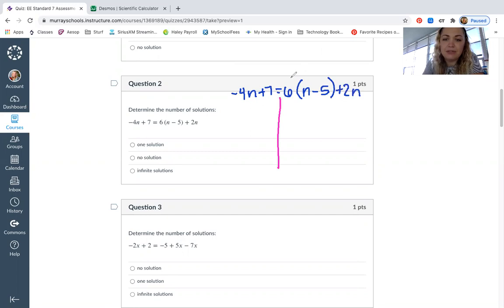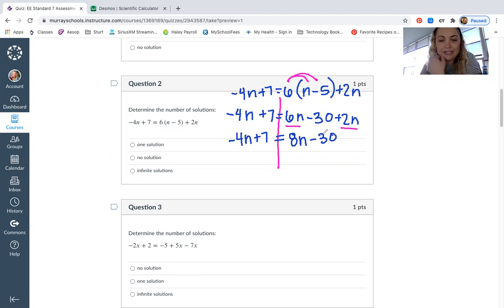I'm going to distribute the 6 to everything in the parentheses there. So I still have my -4n + 7, but then 6 times n is 6n. 6 times negative 5 is negative 30, and then I still have my plus 2n. Okay, the next thing I need to do is combine like terms on the right side of the equal sign. So I still have on the left my -4n + 7. On the right, 6n plus 2n will be 8n. And we have our minus 30 that didn't change.